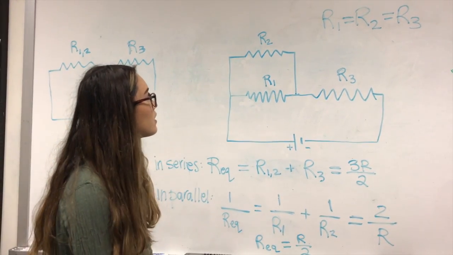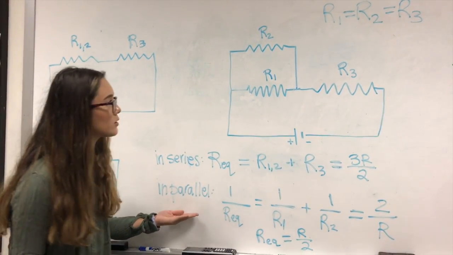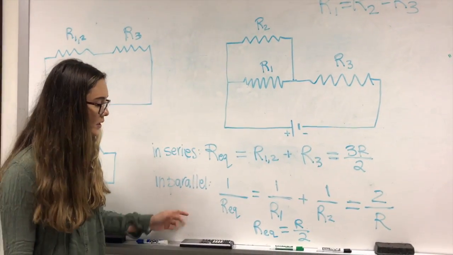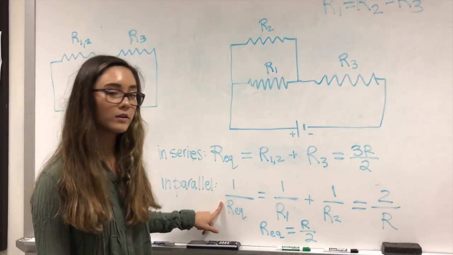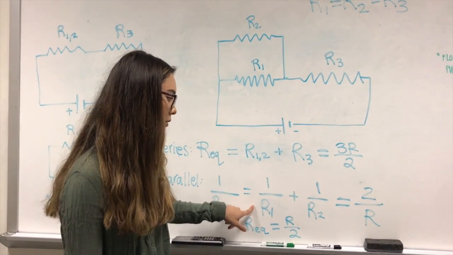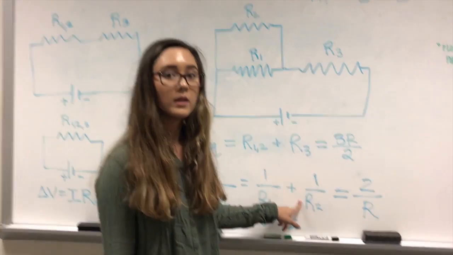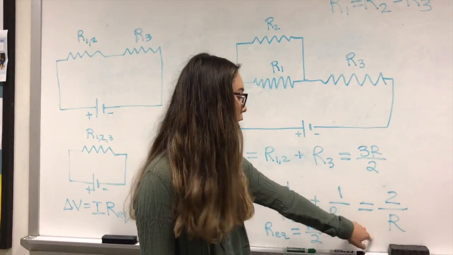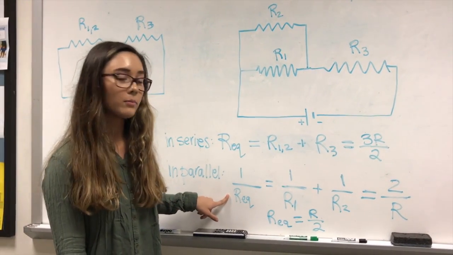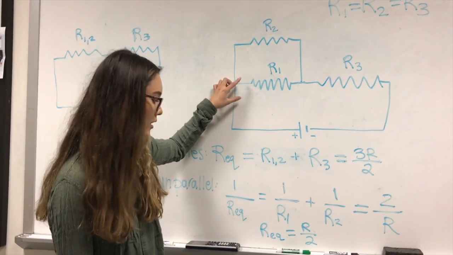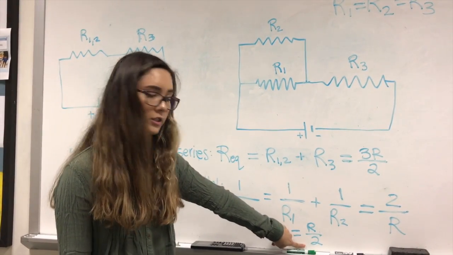To do this, we're going to look at this equation right here for R1 and R2 since they're in parallel. So if we do 1 over the equivalent resistance, that'll equal 1 over R1 plus 1 over R2. Since R1 equals R2, we'll get 2 over R, but we have to keep in mind that it's the reciprocal. So when we flip this, the equivalent resistance for R1 and R2 is R over 2.